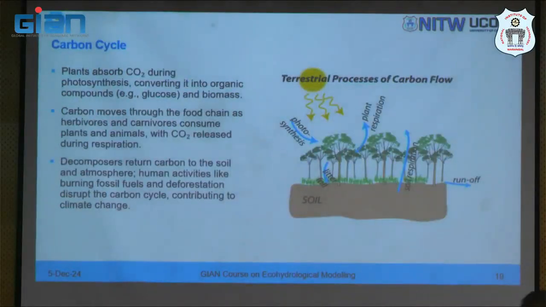Then finally, coming to nutrient cycling, one of the cycles that we all know is the carbon cycle. In the carbon cycle, plants absorb carbon dioxide during photosynthesis, right? It converts this carbon dioxide into glucose and energy, and then carbon moves through the food chain as herbivores and carnivores consume plants and animals, with CO2 released during respiration. Okay, and decomposers return it. So mostly you have radiation, photosynthesis, and plant respiration. In plant respiration, some of the carbon dioxide is released.